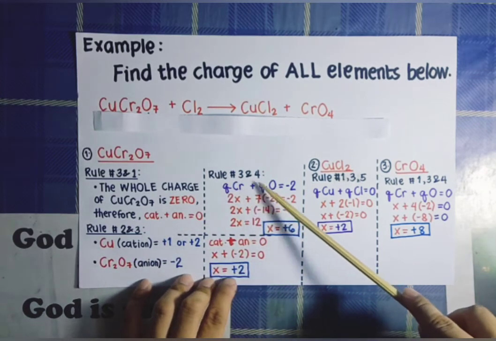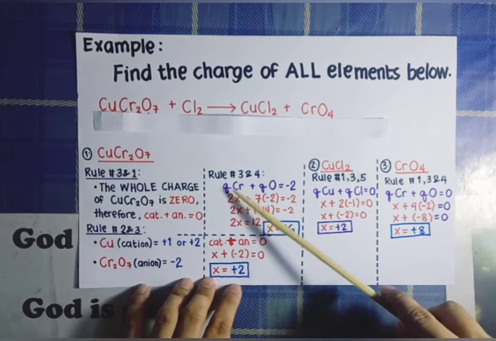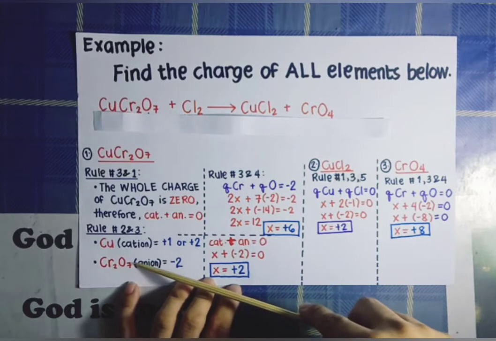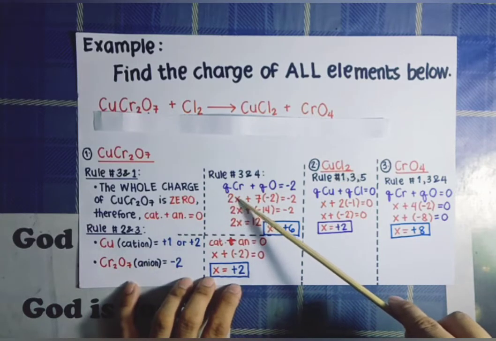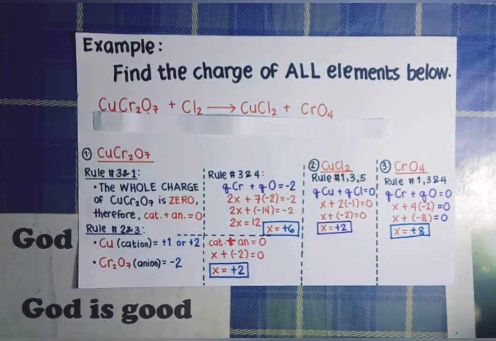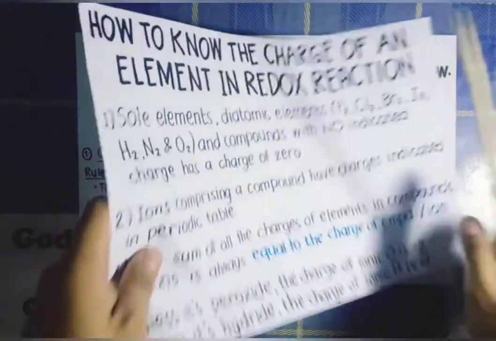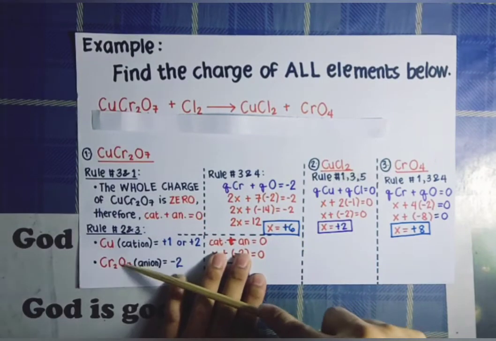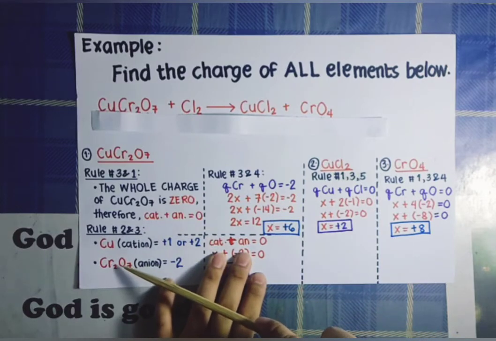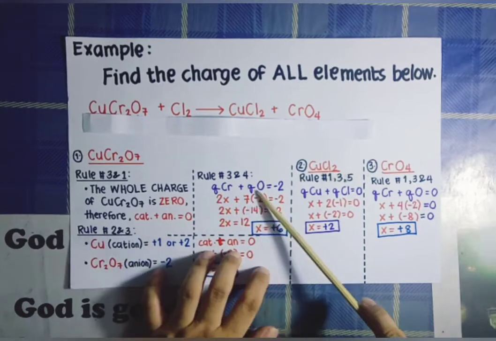Therefore, the charge of chromium plus the charge of oxygen, according to rule number 3, is always equal to negative 2. Now, how many Cr can we see in our Cr2O7? Obviously, that's 2. That's why we have 2x. Now, for the oxygen, what is the charge of the oxygen? We can use rule number 4. According to rule number 4, unless it's peroxide, the charge of ionic oxygen is always negative 2. So, we can assume that the charge of O in Cr2O7 is negative 2. However, how many O do we have in Cr2O7? We have 7 O.